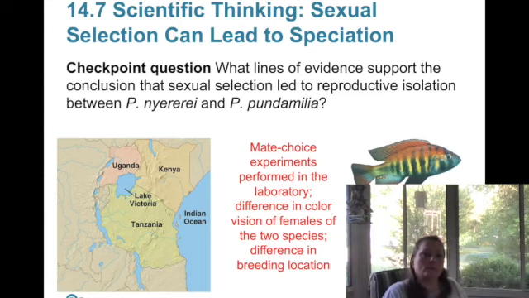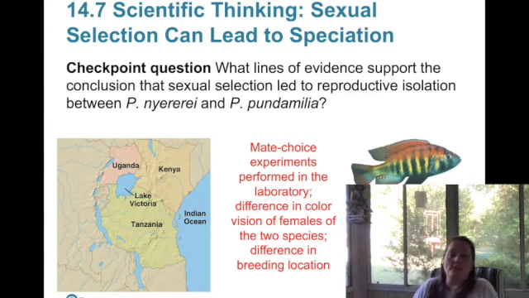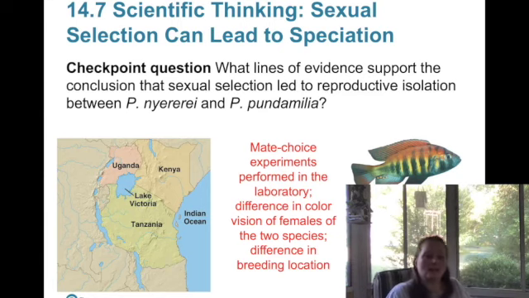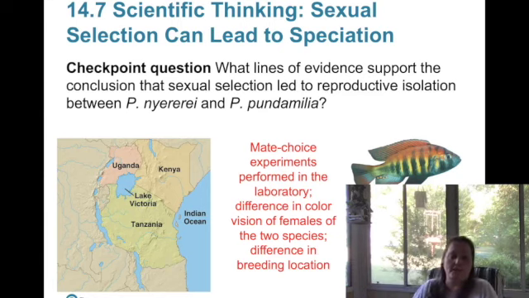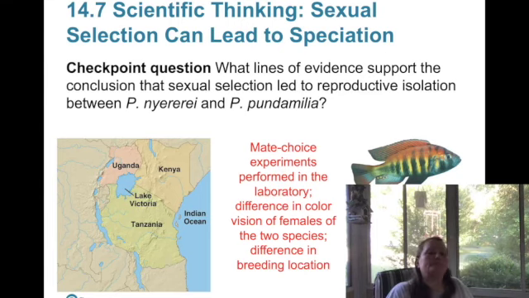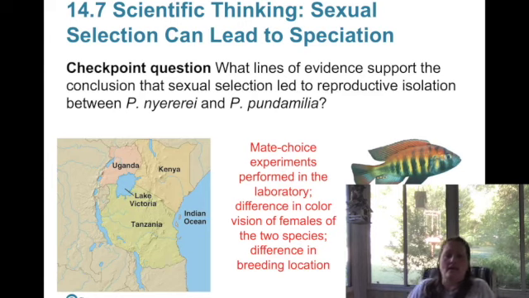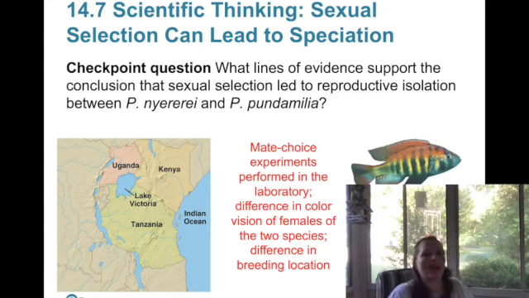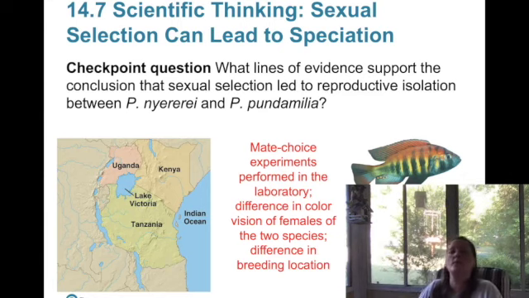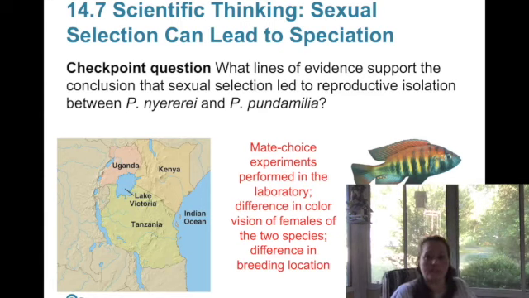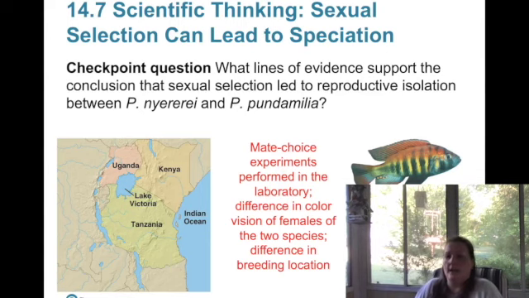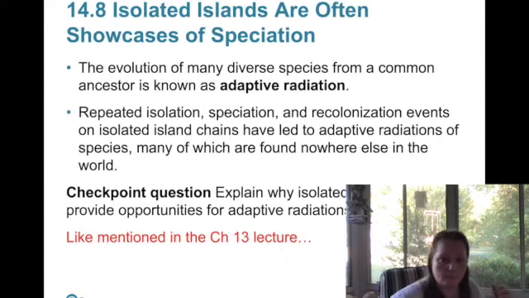That's the location. The mate choice experiments performed in the laboratory, and the difference in color vision of females of the two species, and difference in breeding location. So they looked at what was happening, the colors, what colors they could see, and the location. That is how they went, oh, this is why these are two totally different species, even though if you look at them, honestly, other than color, they look a lot alike. But I mean, they're fish, right? Okay.